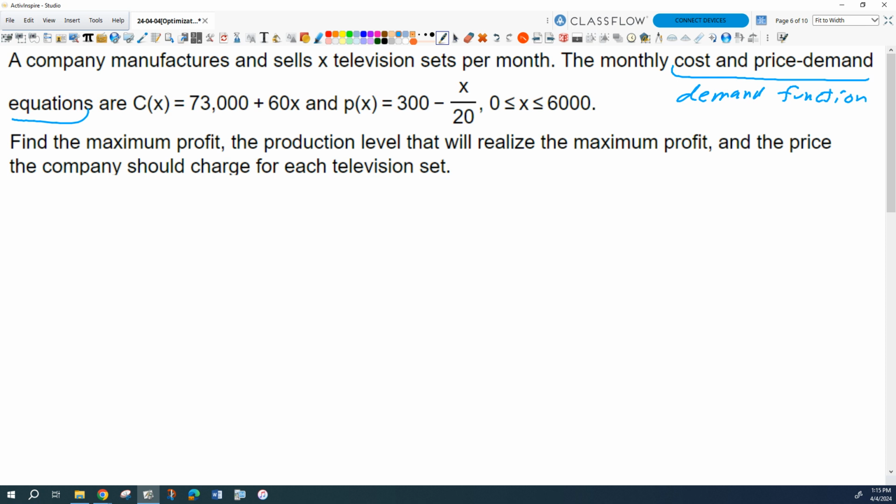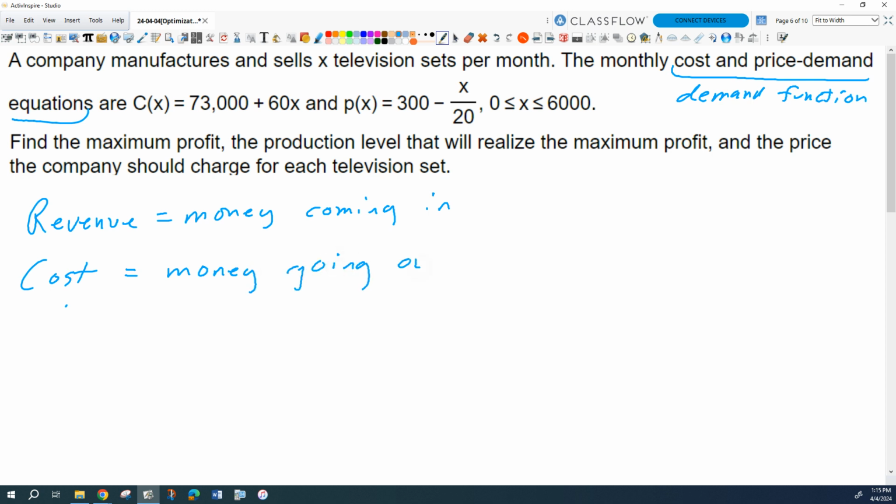Let me write this down. Revenue is money coming in. Cost equals money going out. Which one would you prefer is bigger if it's your business? Revenue. Yeah, how come? Because then you're making money. Okay, because what's profit? The difference, revenue minus cost, isn't it? So profit P is just revenue minus cost, agree?